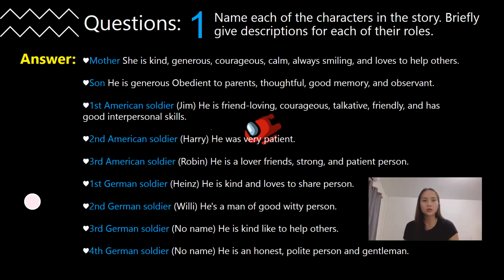Third German soldier, no name. He is kind and likes to help Arthur. Fourth German soldier, no name. He is an honest, polite person and a gentleman.